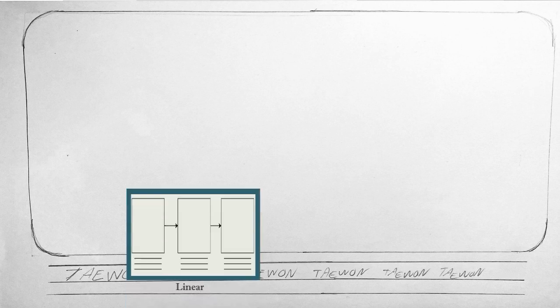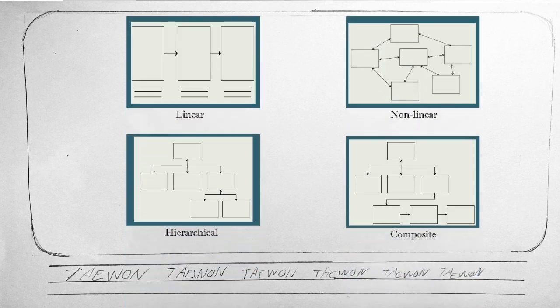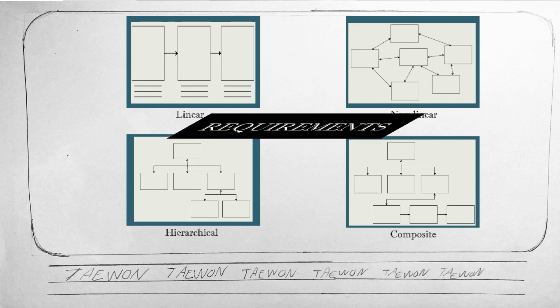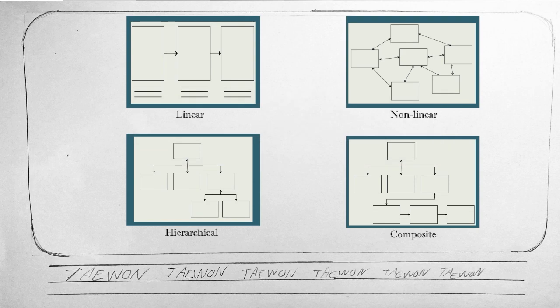As you might know, there are 4 different types of storyboard: linear, non-linear, hierarchical, and composite. Storyboards allow project developers to have a complete overview of the final product. Each storyboard is used for different purposes that best suit the requirements of the project. Let's first talk about linear storyboards.